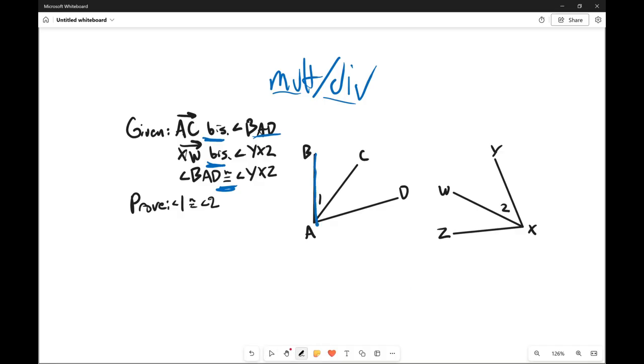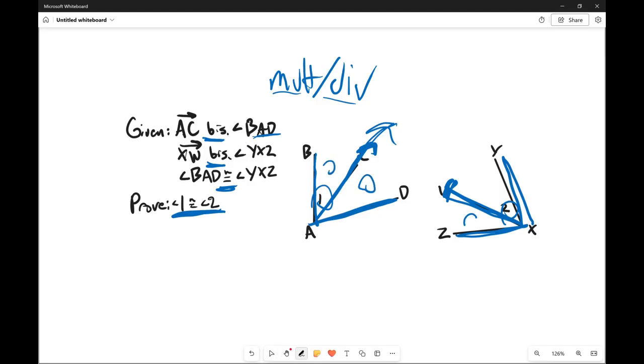So in this case, angle BAD here, see what I did there? Anyway, angle BAD here is being bisected, and we're trying to prove 1 and 2 are congruent. 1 and 2 are smaller than BAD and YXZ, so that would be a case of division. The reason this works is if you know that these are congruent and you know that these are being bisected, then you know that the bisections they make, like this angle and this angle, are all the same. So you're dividing them to be all the same.